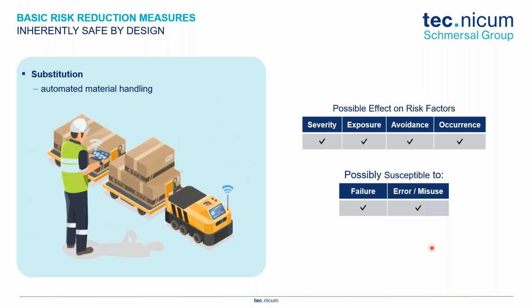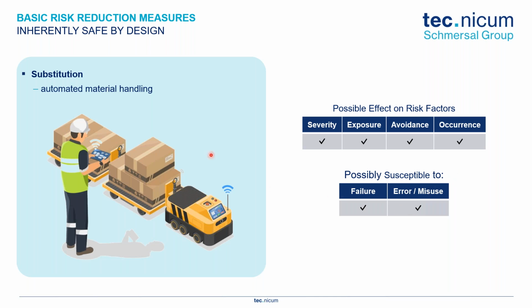If we can substitute, the first one is substitute by using an automated material handling system. We see that we can check all these boxes according to ANSI B11.0. We are removing the operator from this hazardous situation, this hazardous process that we've identified. So we're able to check the box for less severity, exposure, less avoidance, less occurrence with dealing with this hazard that's been identified.